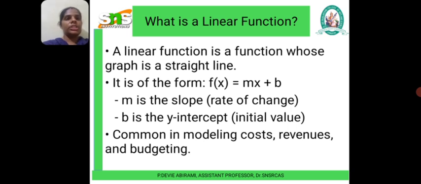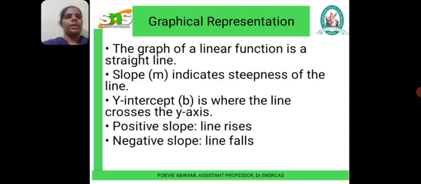This linear function is used in real life problems also, common in modeling cost, revenue and budgeting. Graphical representation: after solving this linear function numerically, we can plot those values in a graph also. We can show that the values will be a straight line because it is linear. Linear is nothing but the power of x will be 1.